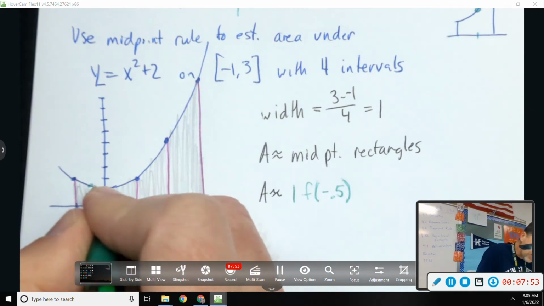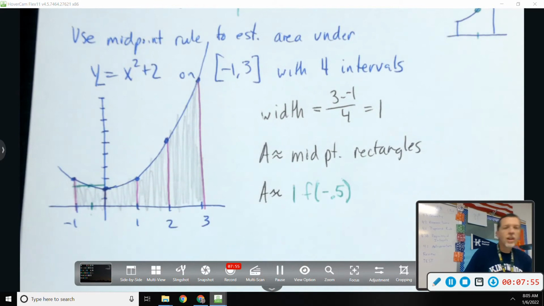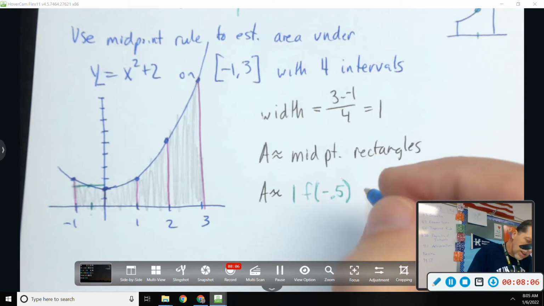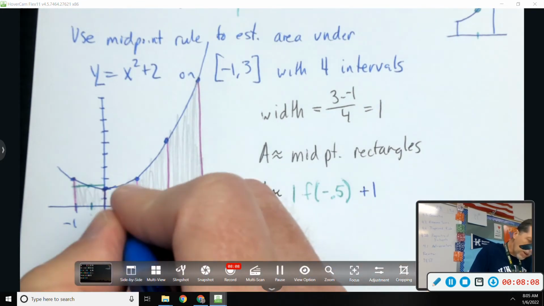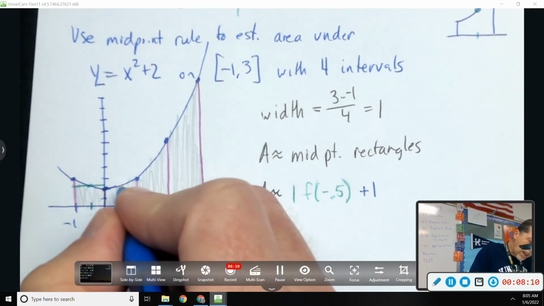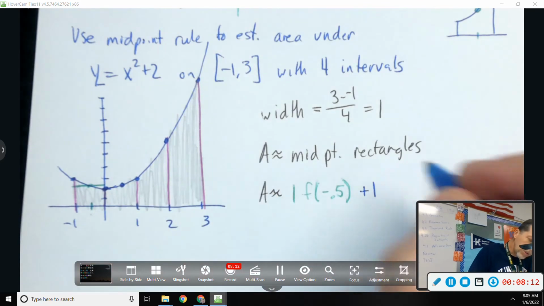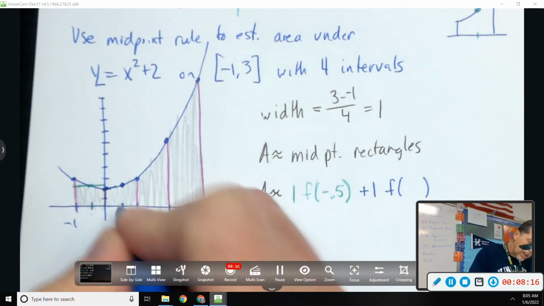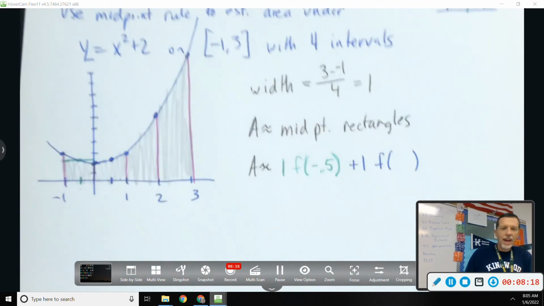So visually, I'd have to think really hard if that's an overestimate or an underestimate. I feel like this is going to be a pretty good estimate. The next rectangle is 1 wide, and the height we'll use f of 1/2.